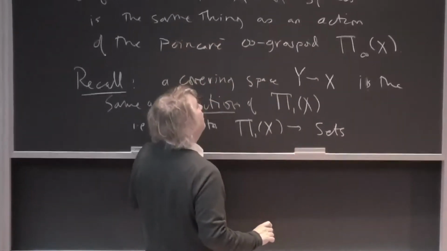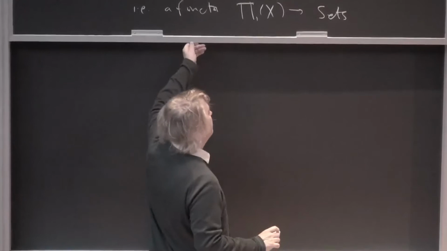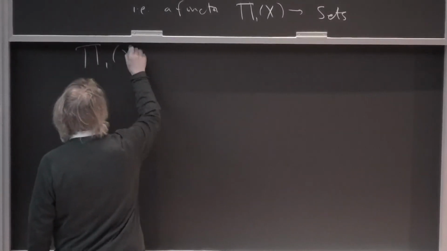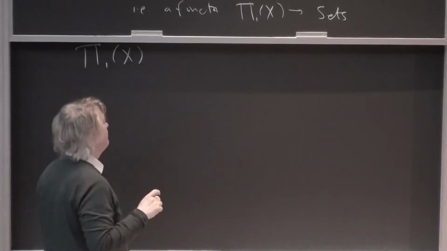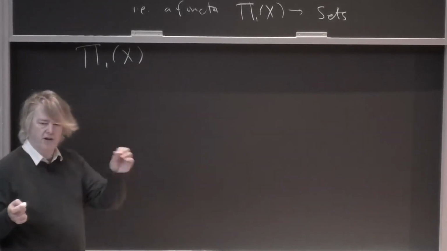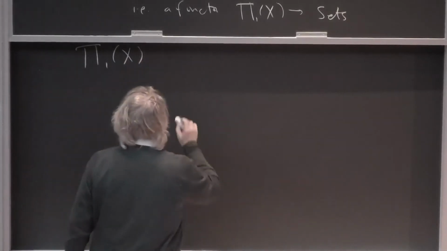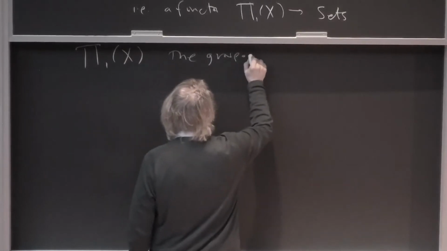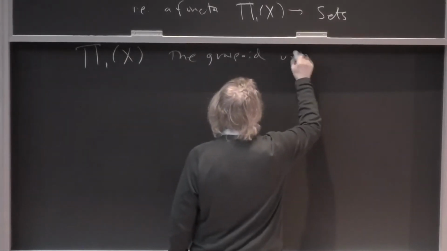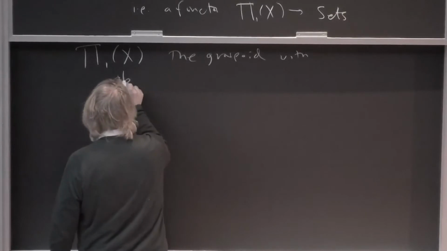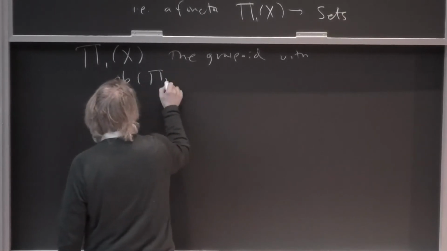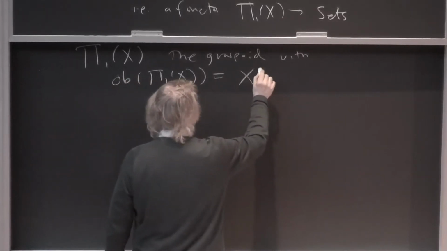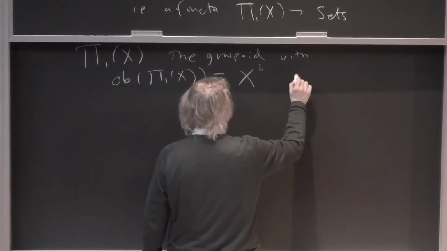Okay, so let's recall what π1 of X is. It's the groupoid version of the fundamental group of X. But remember, for the fundamental group of X, you have to choose a base point. Here we didn't choose a base point, so this is the groupoid with objects, Ob π1 of X, just equal to X. Well, we might call that X discrete. So this is X as a discrete set.